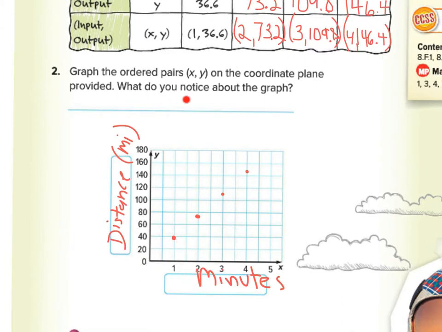What do you notice about the graph? Well, I notice that the points seem to be in a straight line. And it makes sense that the points are in a straight line because it's a proportional relationship. The rate of change is always 36.6. Here it increases by 1 along the sides. For every 1 down here, it'll be 36.6 more on our range.